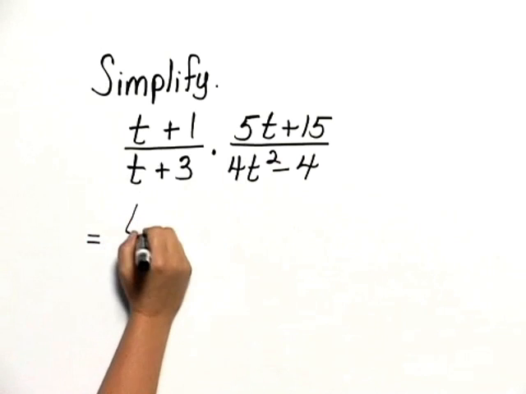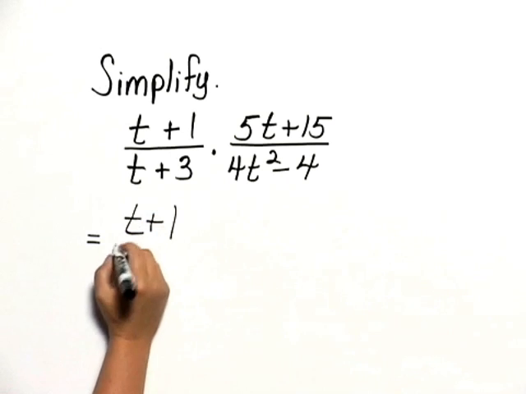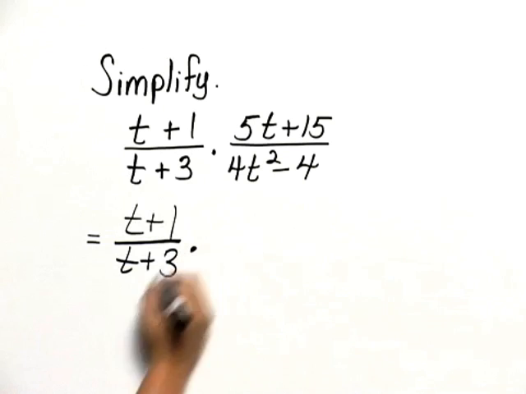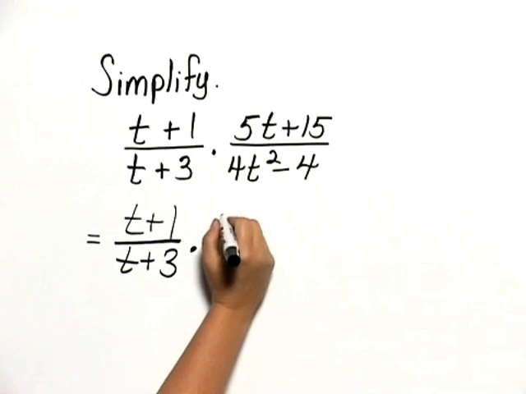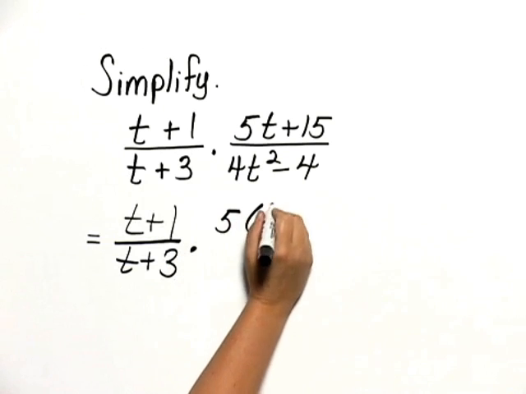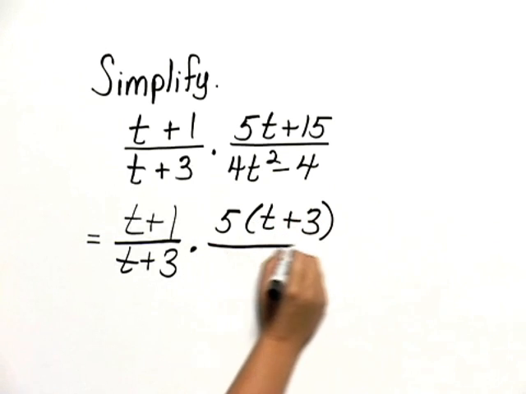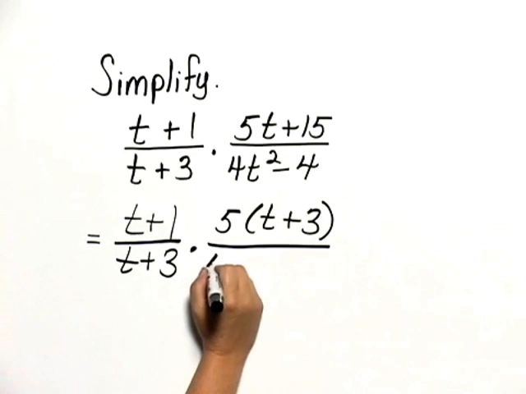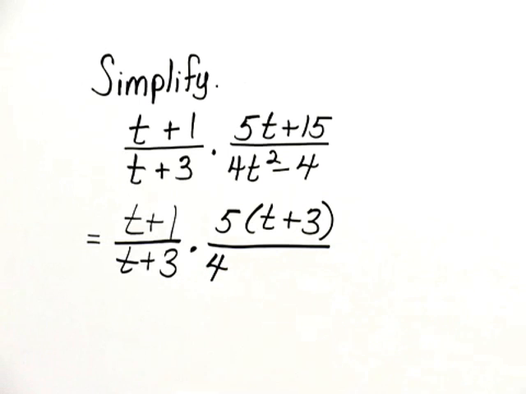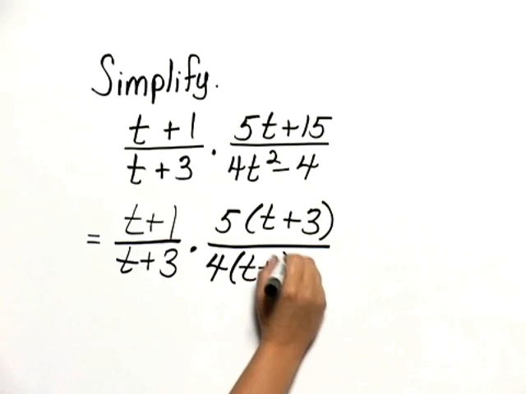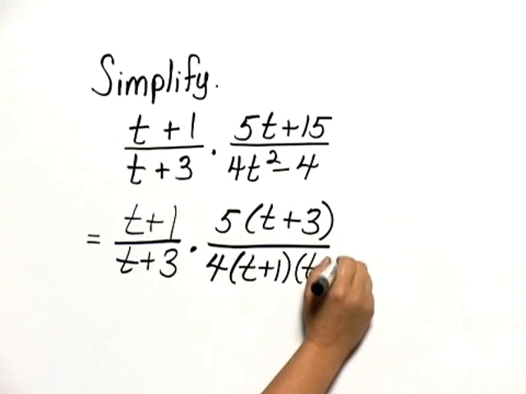We can't factor t + 1 or t + 3, but we can factor 5t + 15 as 5 times (t + 3). And we can factor the denominator as well. Factoring out a 4, we would have 4 times (t² − 1), which factors into (t + 1) times (t − 1).